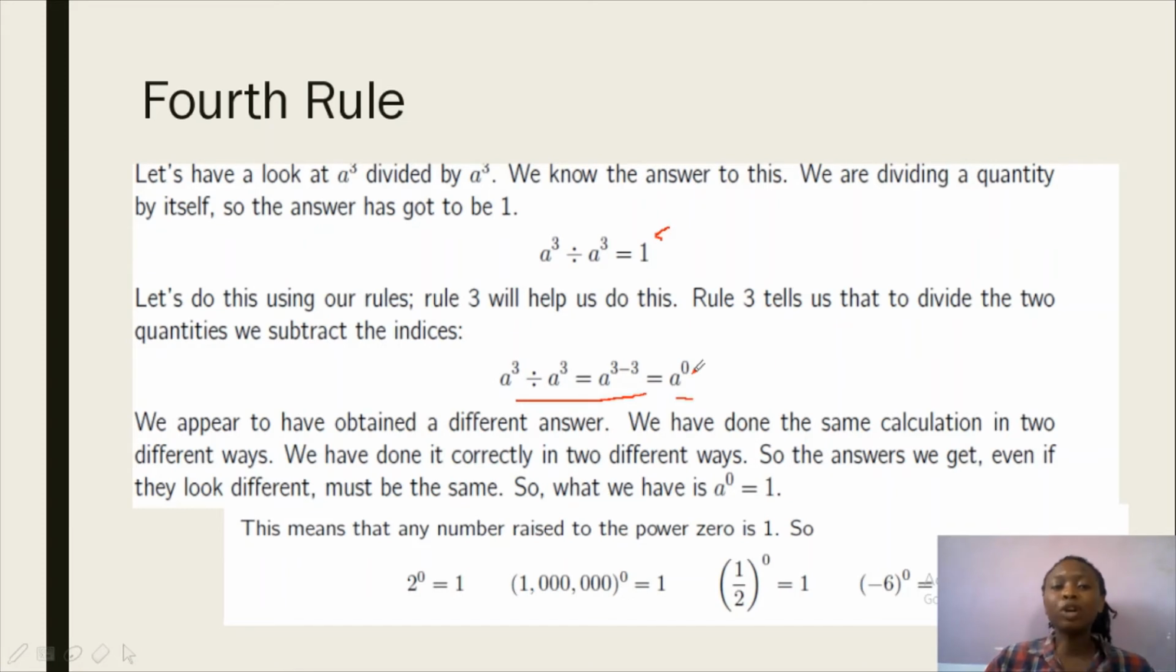So now in the fourth rule, we appear to have obtained a different answer. We have done the same calculation in two different ways. In mathematics, you can use diverse ways of solving a particular problem, and when you do so, you would arrive at the same answer because mathematics is dynamic. But in this case, we are getting a different answer, though we've done it correctly in two different ways. So the answers we get, even if they look different, must be the same. Therefore, this is how they came up with the fourth rule that anything raised to the power 0 is 1. This is how the fourth rule appeared.